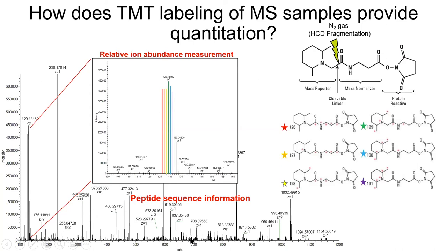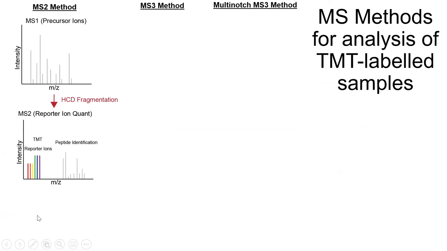Okay. And so going back to the cartoon spectra like the one I showed here, that's what you get for an MS2 method. So you have your precursor ions in your first MS step, there's no fragmentation for your first MS step. And then you do the HCD fragmentation, which is the specific type of fragmentation that will break off the reporter ions. And so you have those lower down on the m/z. And then that type of fragmentation will also break apart your peptide. And so that's how you get your peptide sequence information.